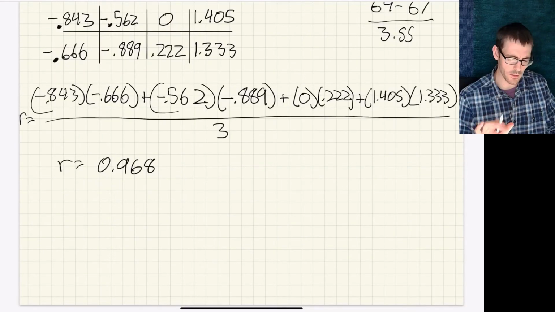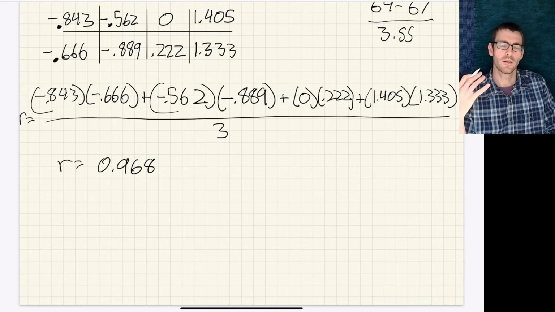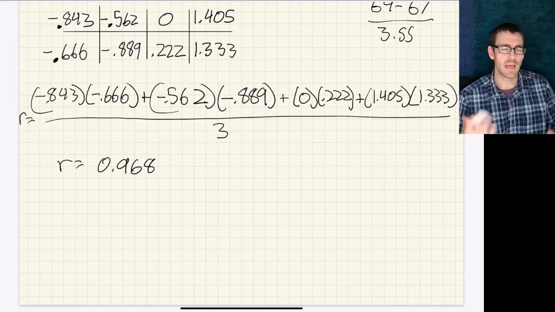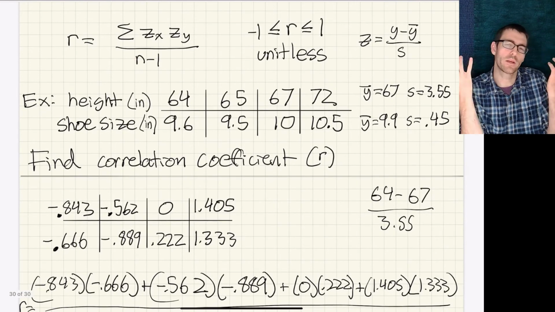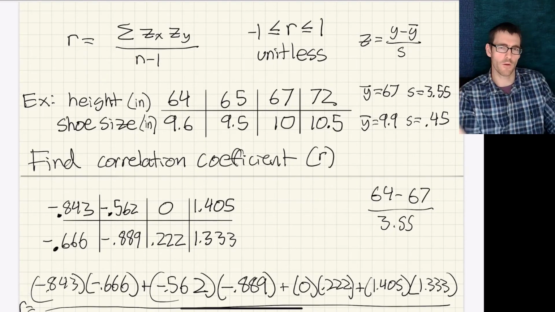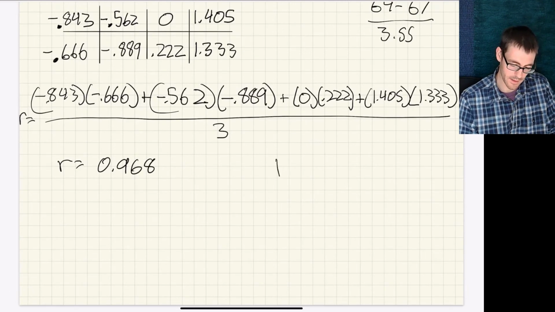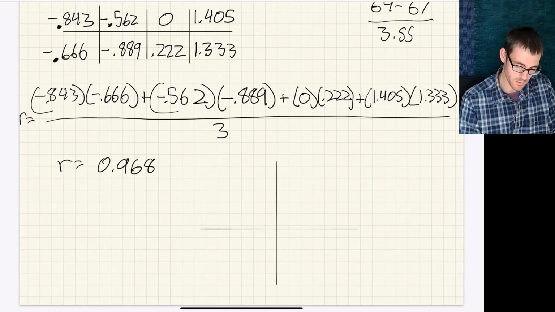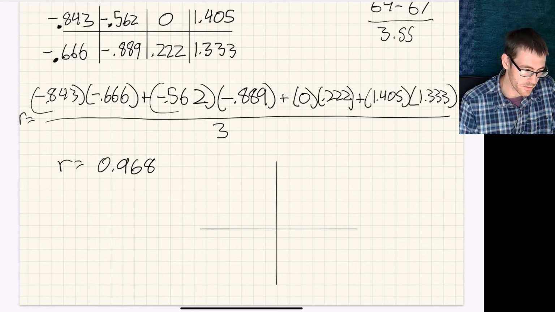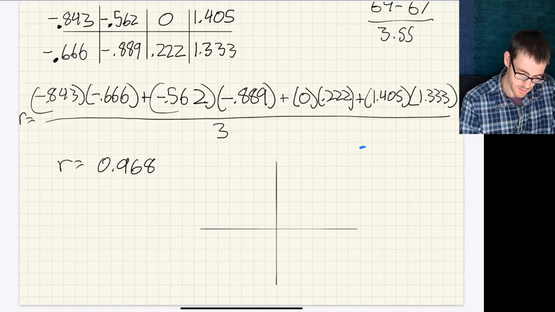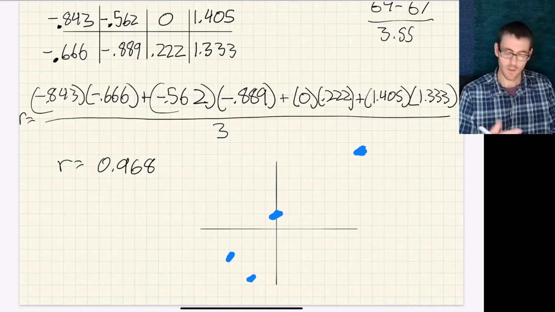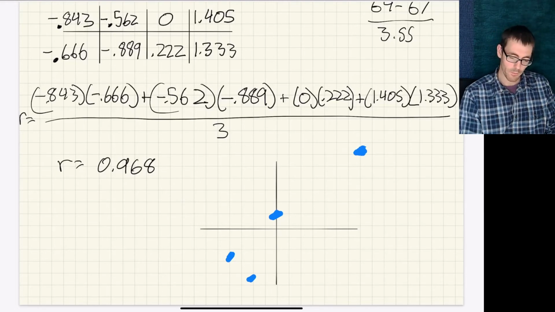Lastly here, I want to talk a little bit about why this formula behaves the way it does, why we're even bothering multiplying z-score by z-score. So if we looked at a plot of this data, again we only have 4 points, we have our high end point here, another point here, another point here, and another point here. So here are our 4 data points plotted, where we've got our x-axis and our y-axis.